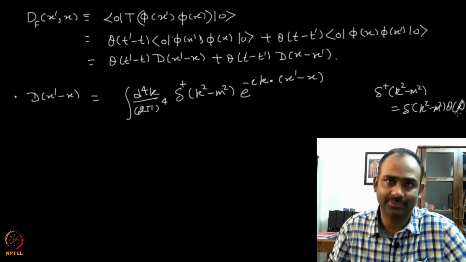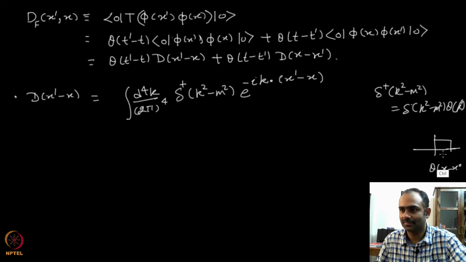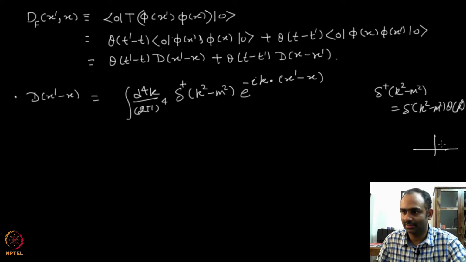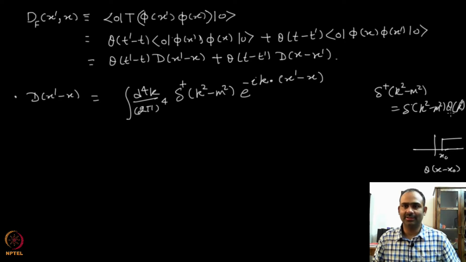Theta is the unit step function, this one. You have theta(x - x0), and this is the point x0. Sorry, what I meant to draw is this. This extends to infinity, and this is the point x0, and this is theta(x - x0) for some point x0. Okay, that's the step function.